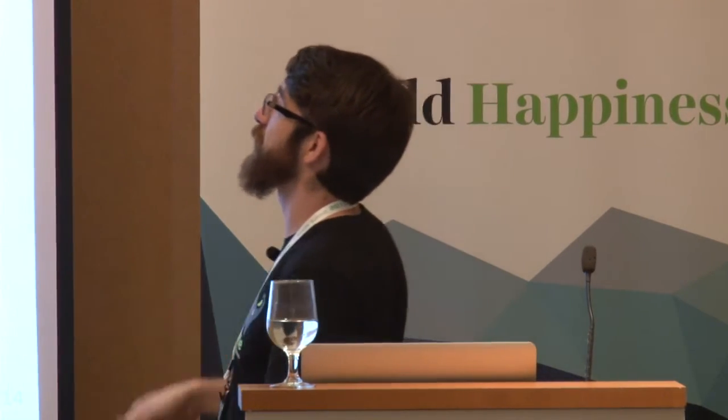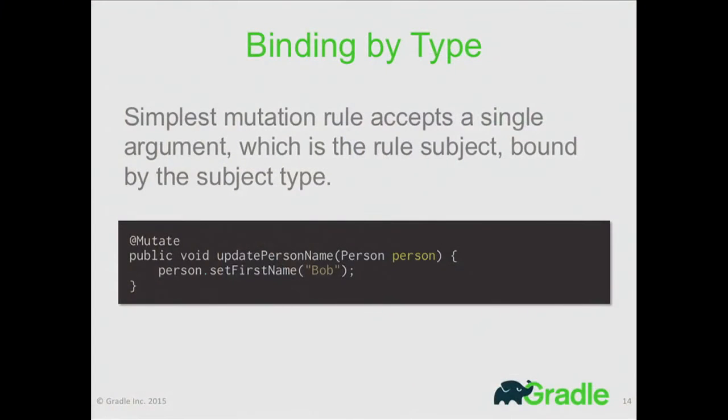So this is kind of the example I just showed, right? Binding by type. The simplest mutation rule is a rule that accepts a single subject argument, which is the rule subject, and it's bound by the subject type. Assuming I have one person thing currently in the model, and I want to modify it in some way, I would define a rule that looks like this. And basically, when Gradle decides to evaluate this rule, it's going to hand me that person object, right? And then I mutate it in some way.